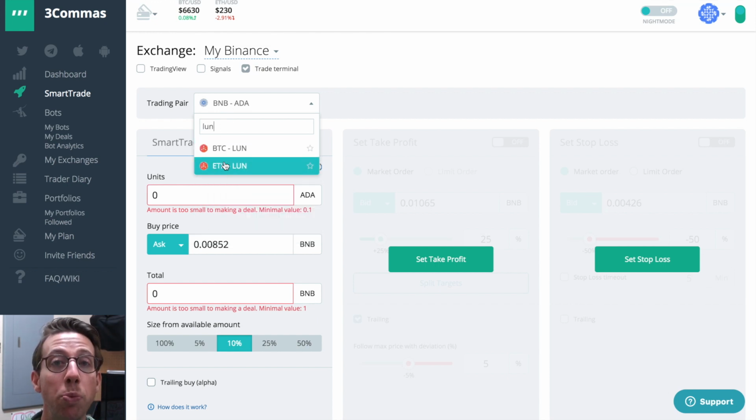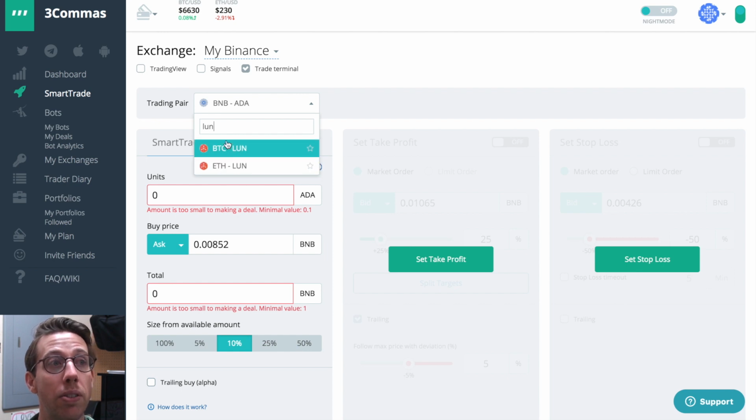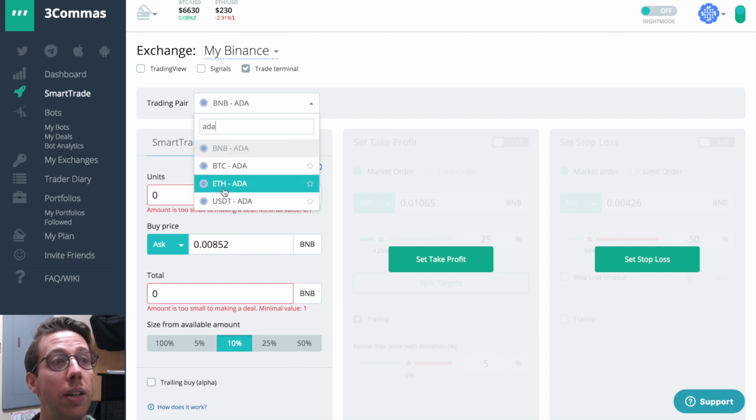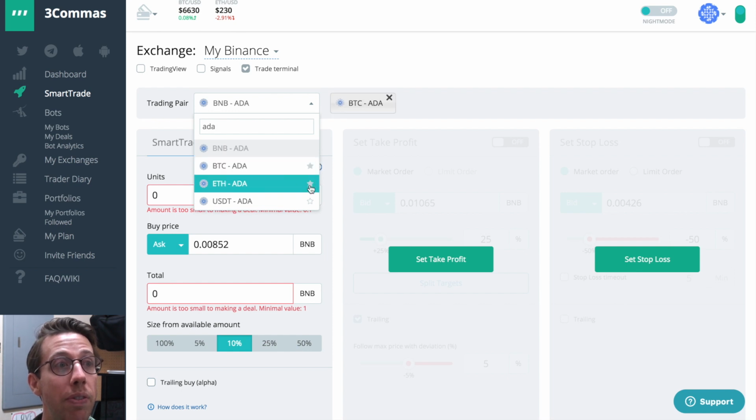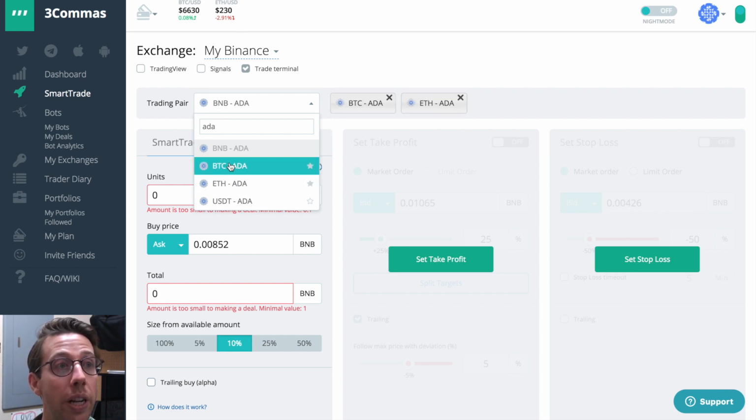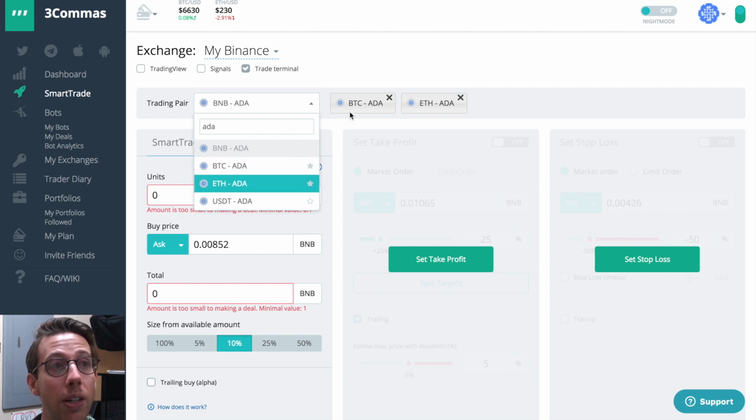Notice that you might have multiple pairings because there are multiple markets that the tokens or coins you're interested in trading are available on. For instance, Cardano is available on Tether, Ethereum, Bitcoin, and Binance Coin markets. I could also say, well, I really like playing Cardano, and I want to save these two as favorites because I like alternating between the Bitcoin chart and the Ethereum chart. Now that I've clicked this star, these are saved to the top for easy and quick access.